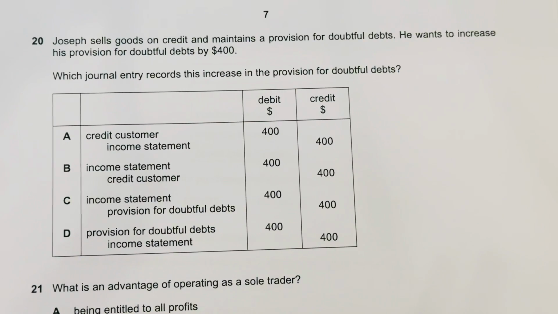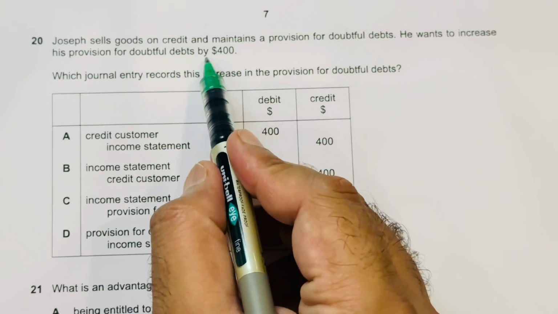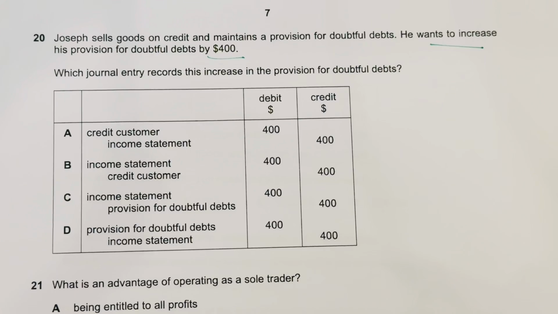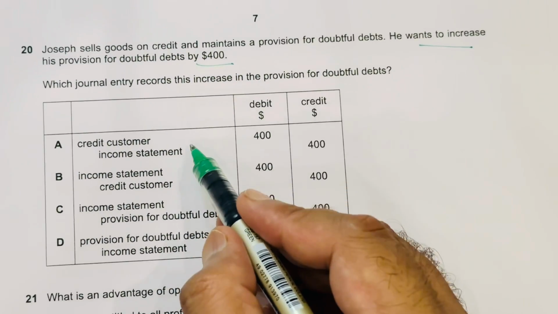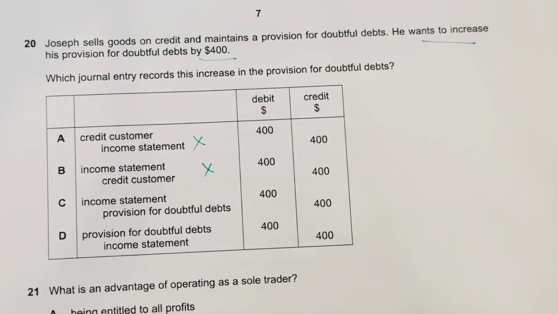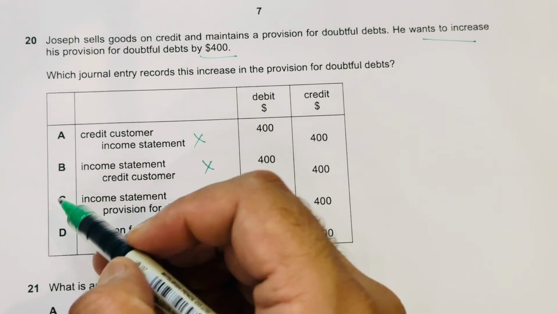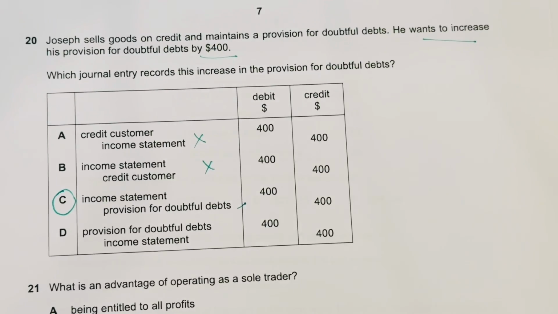Okay. Credit customer and income statement with 400. It's a provision for doubtful debt. He wants to increase it. So it would affect the income statement and it would increase the debit balance of the equipment, and provision has always the nature of credit. So option number A and B are wrong options, and provision has a nature of credit. So option number C is the right option over here.